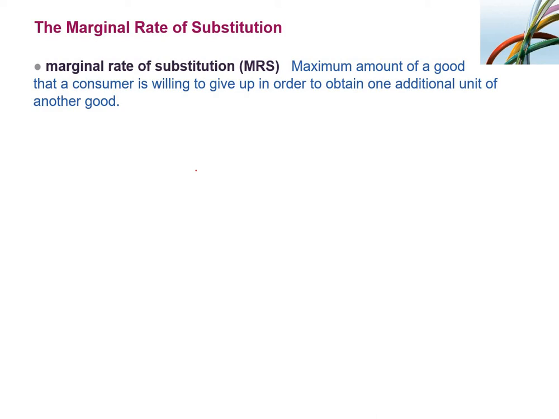हमने तीन assumptions पहले discuss कर लिए. The first assumption was completeness, the second was transitivity, the third was more is better than less. Now we are going to discuss the fourth assumption by introducing first of all the marginal rate of substitution, that is the maximum amount of a good that a consumer is willing to give up in order to obtain one additional unit of the other.